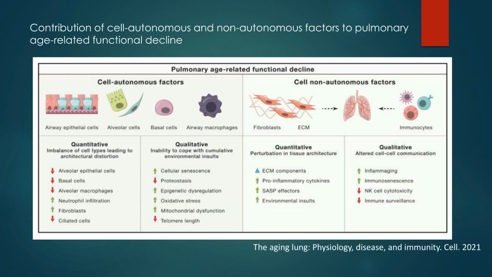Cellular function is a composite of intrinsic biological processes and extrinsic interactions with other cell types and bioactive molecules. Both qualitative and quantitative changes have been described in specific cellular compartments in the aged lung. Red arrows represent decrease in cell number or in pathway activity. Green arrows represent increase in cell number or pathway activity.